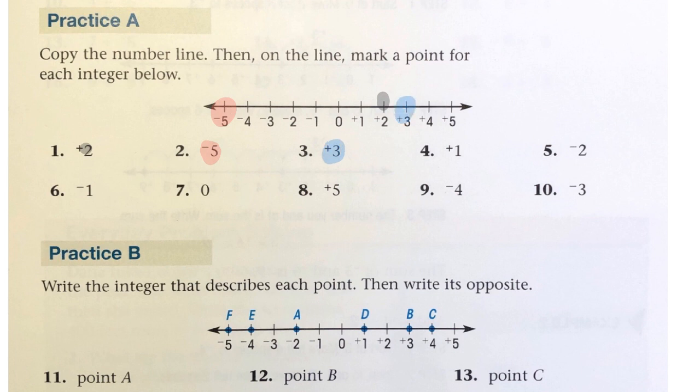We can do blue for 3. And there's 3. We can do green for 1. And there is 1, or positive 1, but we just say 1. And then we could do yellow for negative 2. And there is negative 2. So there we've marked up the number line with points for each of these integers. I'm out of colors, but there's a few more you could look at and see where they would go. And we could take a look at practice B.